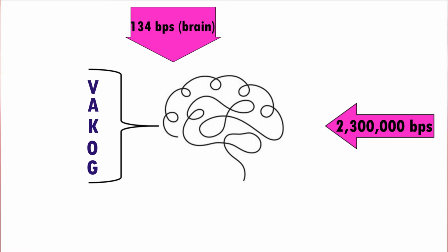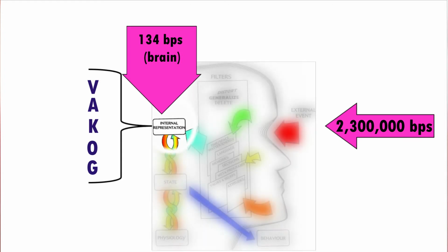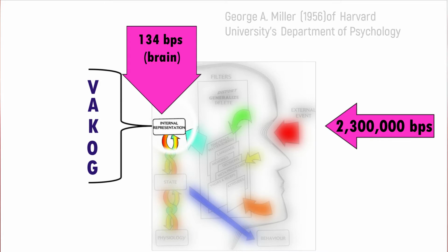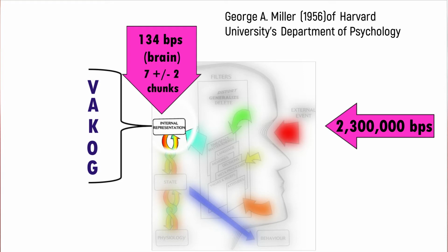When you receive information through the sensory receptors, it gets into our internal representation system at a rate of 134 bytes per second, which is easy to understand because it was found in research by George Miller, a professor in the Department of Psychology of Harvard University, in 1956. He found that the mind makes meaning out of information in chunks rather than bytes per second. So the rule is the brain understands this 134 in chunks of 7 plus minus 2.